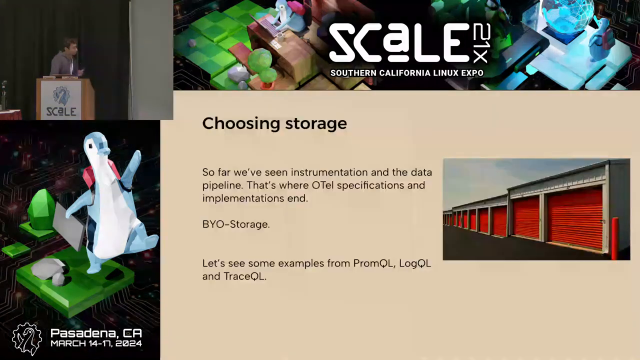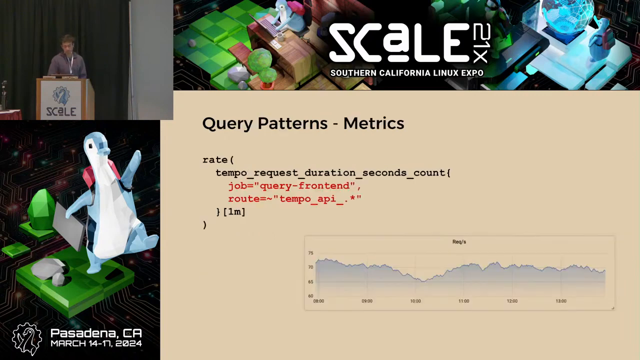And finally, we'll come to query patterns and building the stack. So far we've seen instrumentation and the data pipeline, and that's where the OpenTelemetry specifications and implementations end, right? That's the boundary of OpenTelemetry. Beyond that, it's a bring your own storage kind of situation. And there's a lot of open source solutions, or even vendors if you want to go for those. What kind of patterns should we care about while choosing a database for our telemetry? We'll look at some examples from PromQL, LogQL, and TraceQL because these are open source languages.